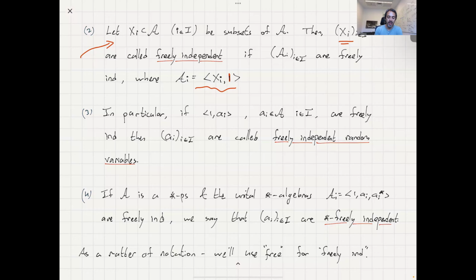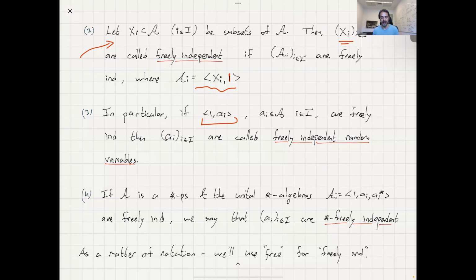And in particular, if you have sets of singletons, so capital Xi is the singleton of small ai, then if the unital subalgebras generated by ai and 1 are freely independent in the sense of the first item, then we call the ai's freely independent random variables. So it makes sense. We want to talk about random variables, not subalgebras in general, but really to say that A and B are freely independent is to say that the subalgebras generated by 1, A and 1, B are freely independent.